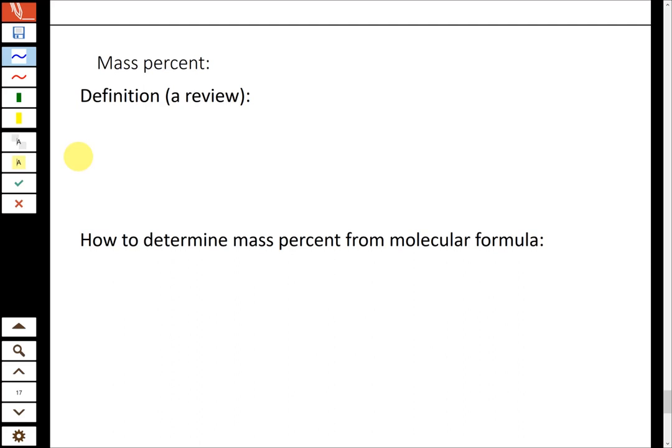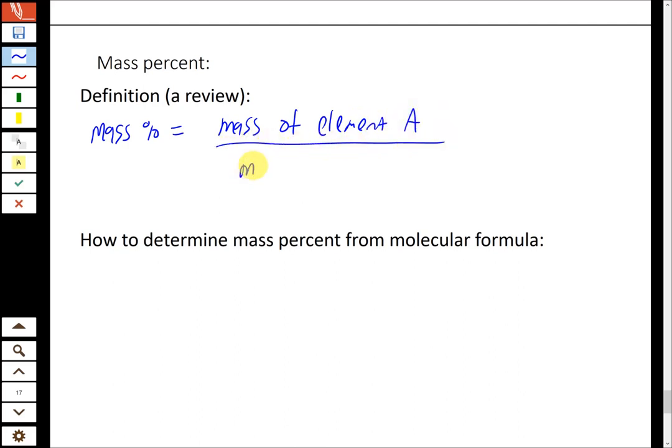So mass percent was one of the key aspects of the mass laws that we covered. So it is especially relevant to the law of definite proportions, where we said that each chemical compound is defined by a specific mass percent of all the elements in that compound. So that was something that we had covered a long time ago. So as a review of that, remember that we defined mass percent as the mass of an element in a compound, which I'll just generically call element A, divided by the mass of the compound and then multiplied by 100 because it's a percentage.